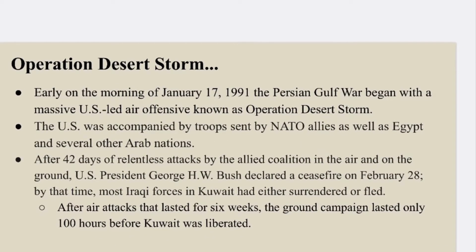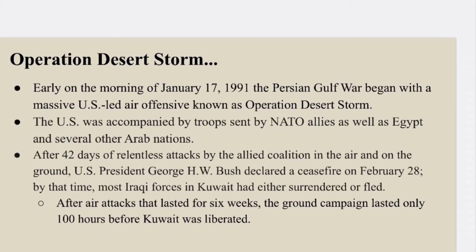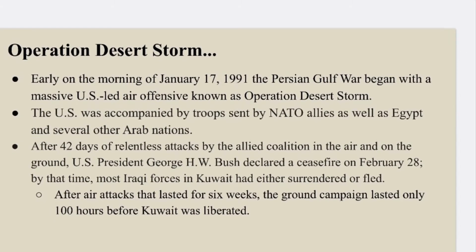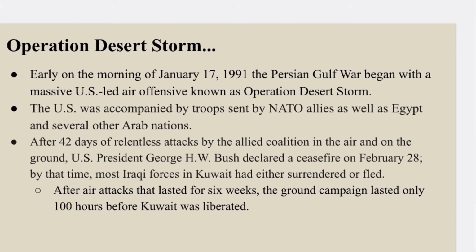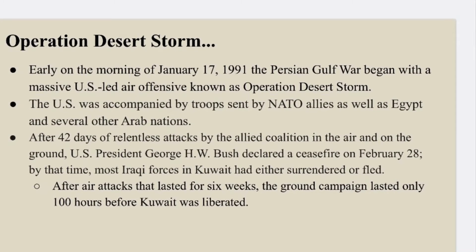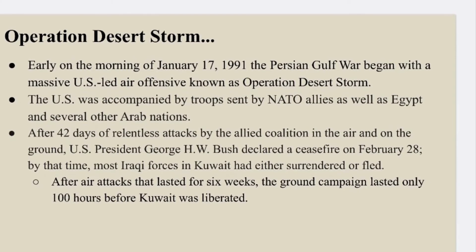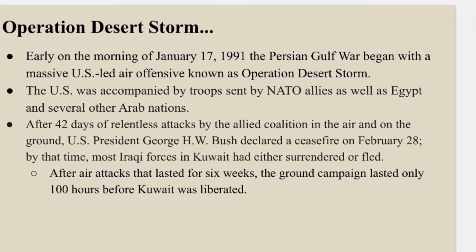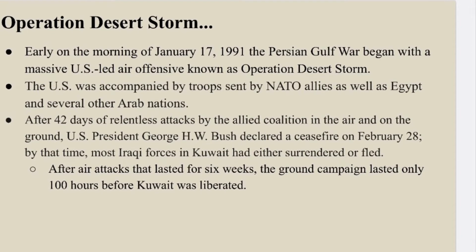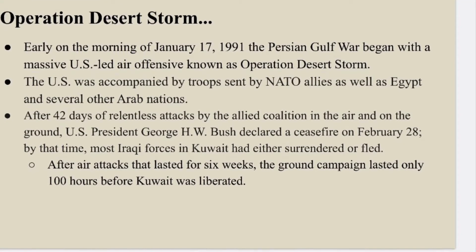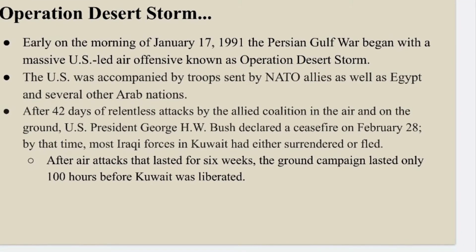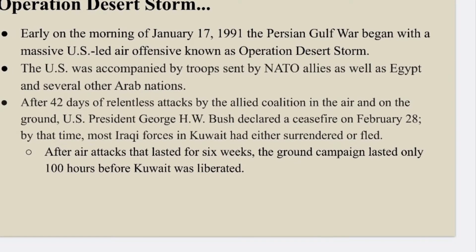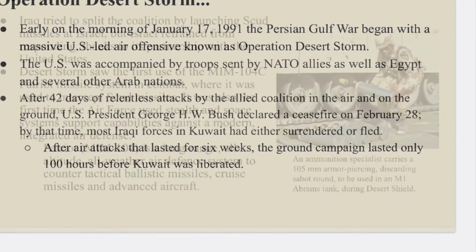Early on the morning of January 17, 1991, the Persian Gulf War began with a massive U.S.-led air offensive known as Operation Desert Storm. The U.S. was accompanied by troops sent by NATO allies as well as Egypt and several other Arab nations. After 42 days of relentless attacks by the Allied coalition in the air and on the ground, U.S. President George H.W. Bush declared a ceasefire on February 28th. By that time, most Iraqi forces in Kuwait had either surrendered or fled. After air attacks that lasted for 6 weeks, the ground campaign only lasted 100 hours.